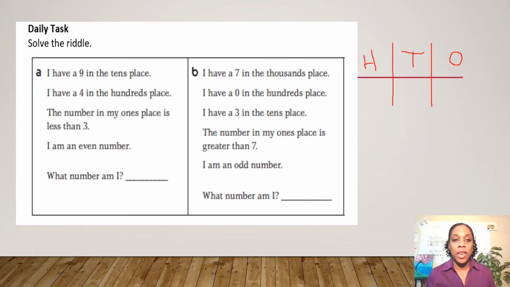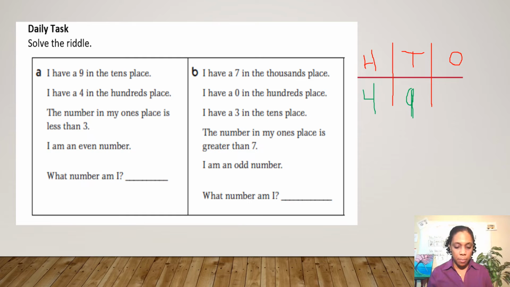Okay, I made a place value chart on the side. Let me read the first part again. It says, I have a 9 in the tens place. So I wrote the number 9 in the tens place. Let's look at the second part. It says, I have 4 in the hundreds place. So I put a 4 in the hundreds place in my place value chart. The next part says, the number in my ones place is less than 3.